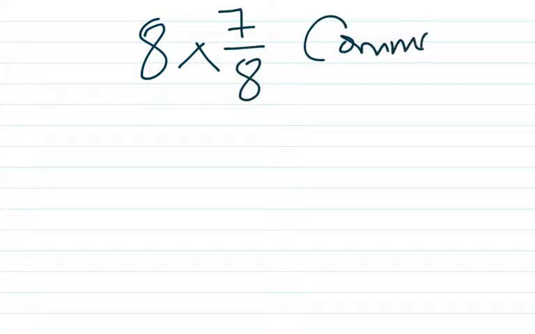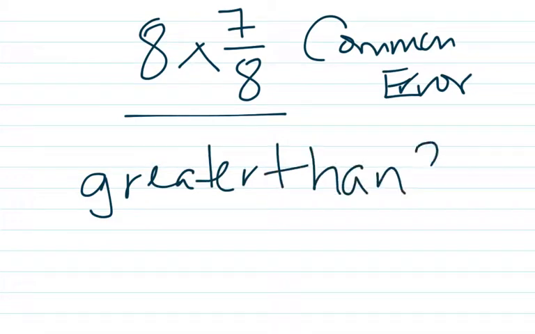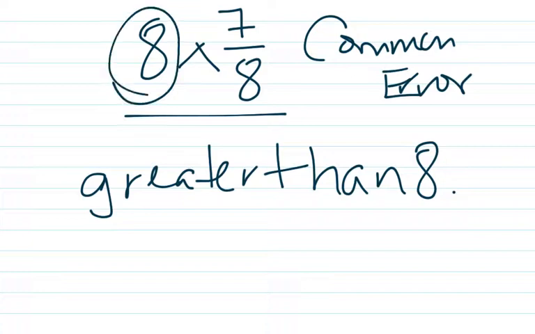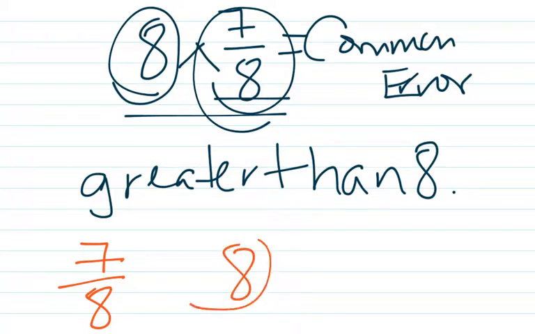Boys and girls, the big common error in this sort of lesson is that students can confuse which factor they're comparing to the product. 8 times 7/8 is one of our examples, and this is our common error example. Some students might say that the product will be greater than 8. But that's not the case, because if you have a whole number multiplied by a fraction, it will be less than the whole number, but greater than 7/8. So the student would have to say that the product is greater than 7/8, but less than 8 wholes.